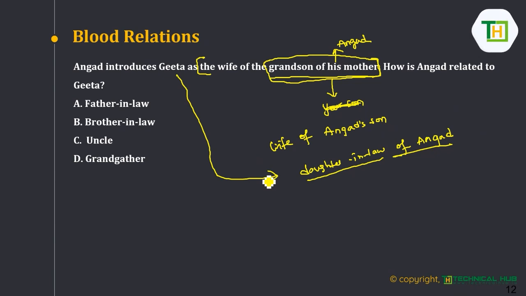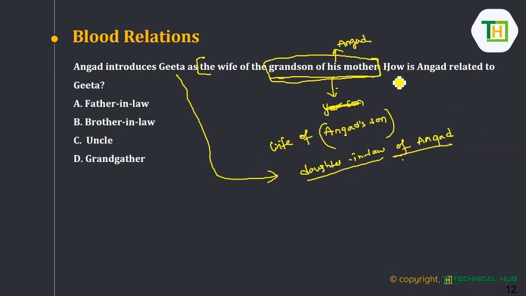Start from the back side. Try to replace the sentence with any one relation. The grandson of Angad's mother is nothing but Angad's son. Now the wife of Angad's son is nothing but the daughter-in-law of Angad. Now Geeta is the daughter-in-law of Angad. Now I got the relation.